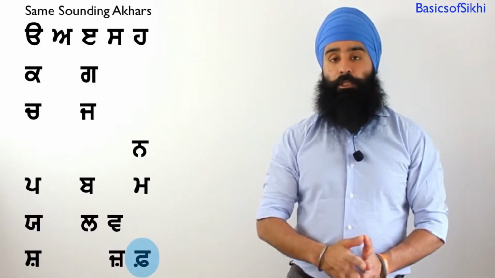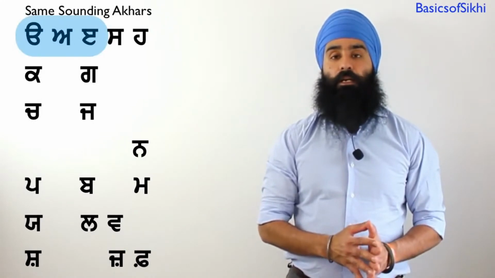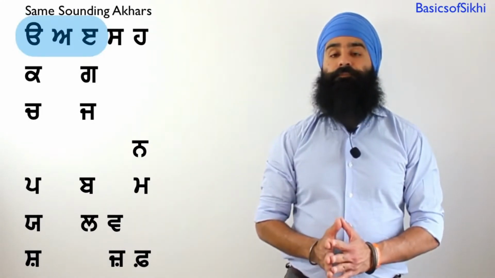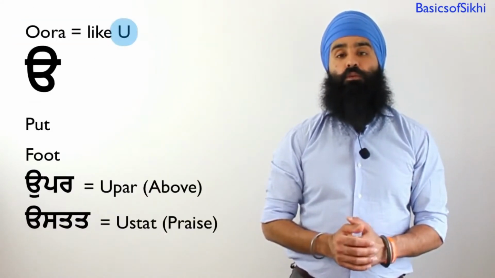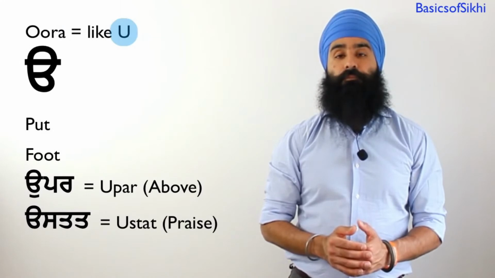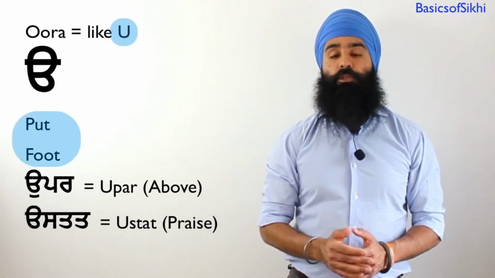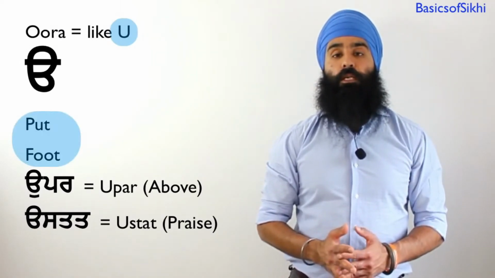The three letters which I didn't put at the beginning of that are Uda, Ada and Edi. That's because these are akkars, but they're used for vowel sounds as well. And I'll show you what I mean when I come to the Muharani. So Uda, this makes a sound U. Uda, U. So imagine the English words put or foot.